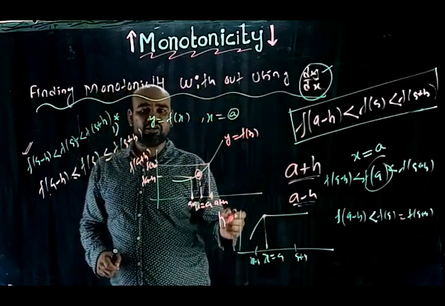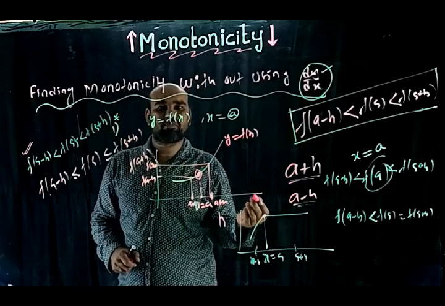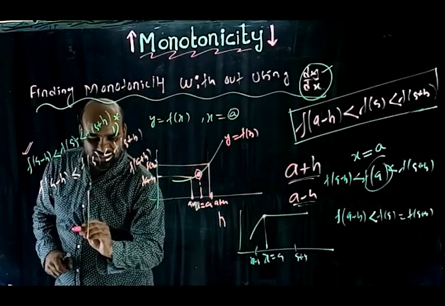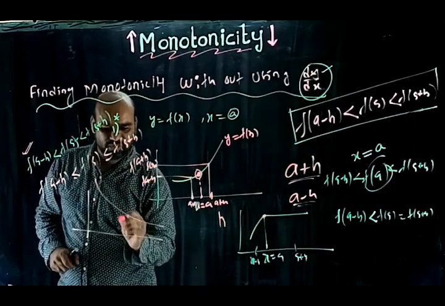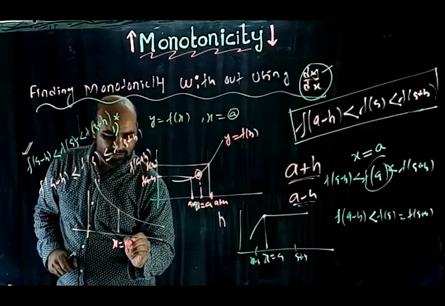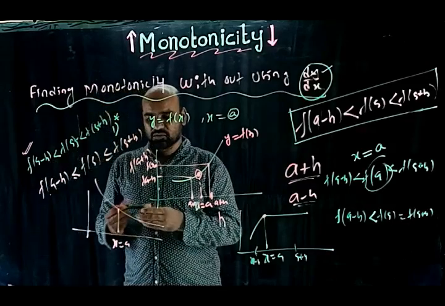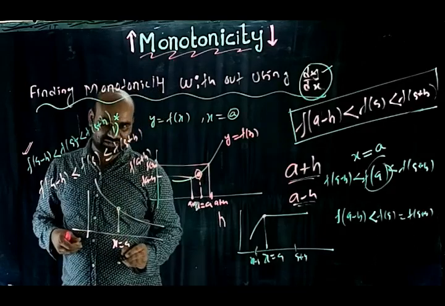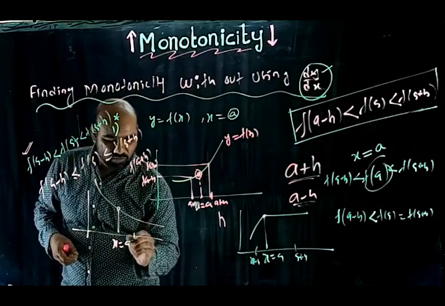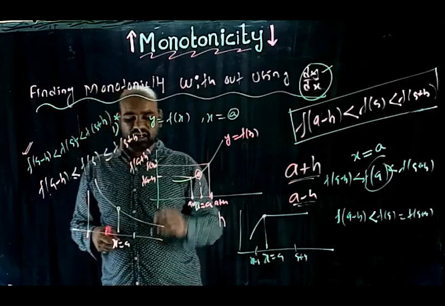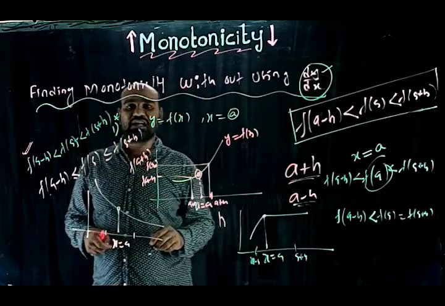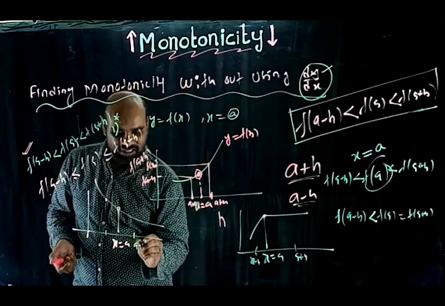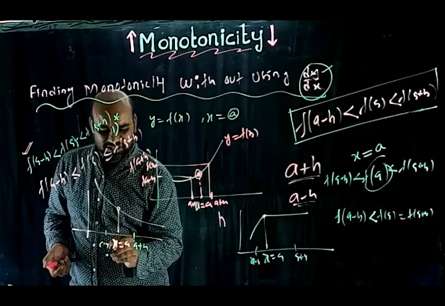Similarly, you can check whether the function is decreasing or not at a particular point. For example, the function is given. At x equal to a, you want to check its monotonicity. By observing the graph only, you can conclude that the function is decreasing at the particular point. So we need to take two more points, one in the right neighborhood of a and one in the left neighborhood of a. This is a plus h. This is a minus h.